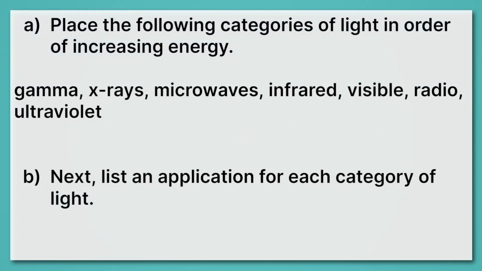All right, now let's practice putting all of that information to use. There's two parts here that I want you to do. Part A says place the following categories of light in order of increasing energy. So from lowest energy to highest energy. And then next, list an application for each category of light. There's actually a blank table in your notes that you can fill in with these answers. So pause the video and give that a try, and then I'll show you what you should have seen.